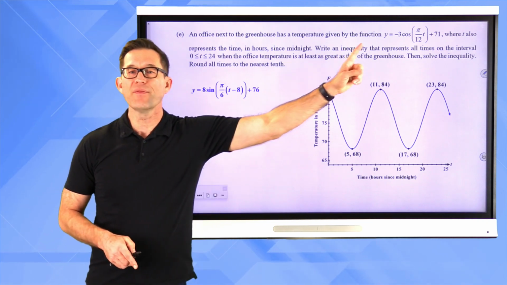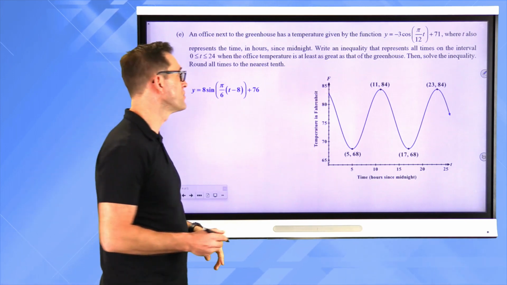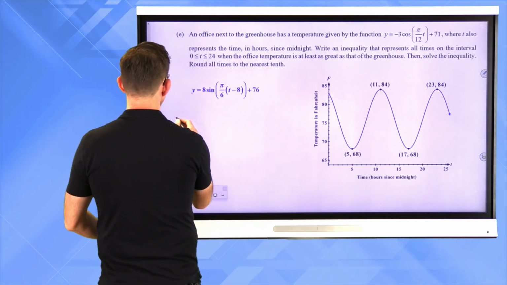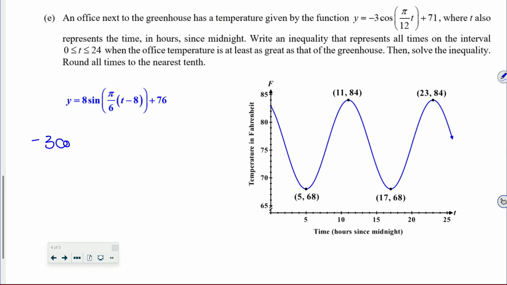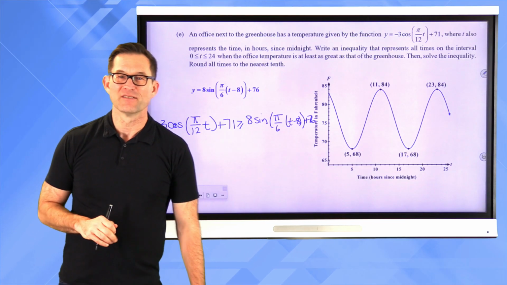All right, well, we want the office temperature to be at least as great as the greenhouse. In other words, the inequality that we're trying to solve here is -3 times the cosine of pi over 12 times t plus 71 is greater than or equal to, if I use this particular version, 8 times the sine of, I'm not going to be able to fit it, divided by 6 times t minus 8 plus 76. Wow, okay, sorry, that got a little messy there.